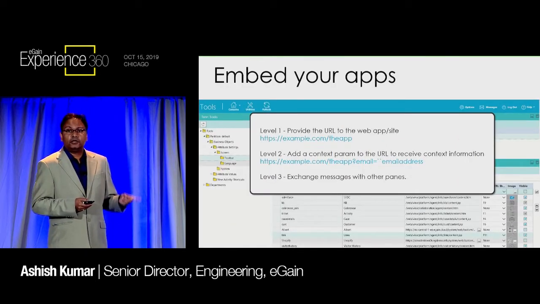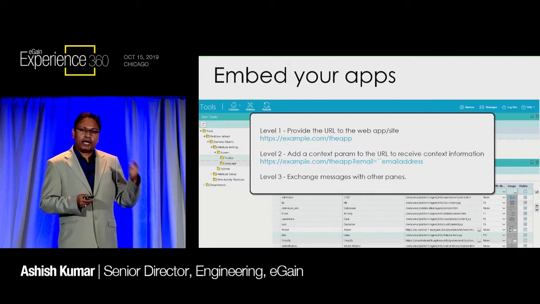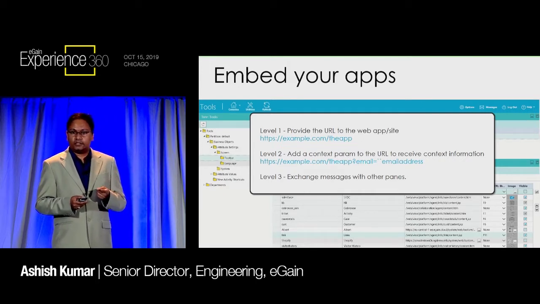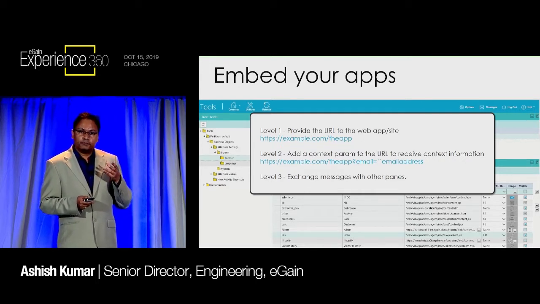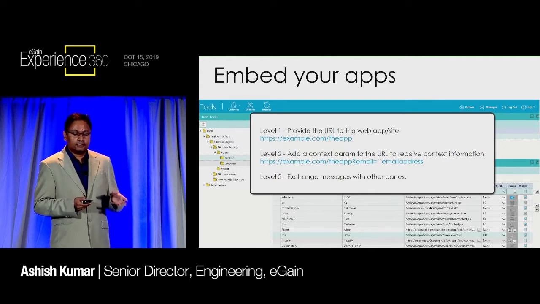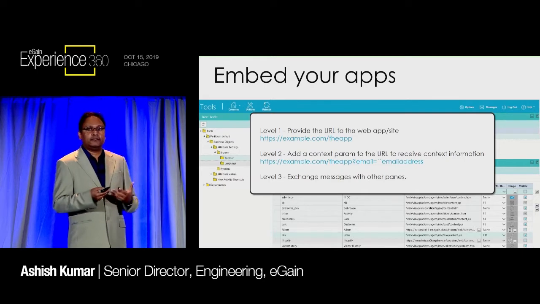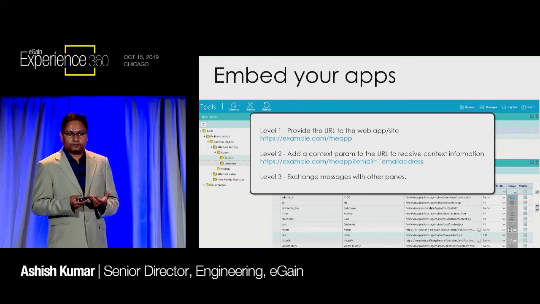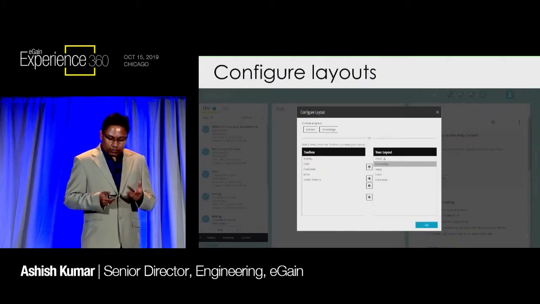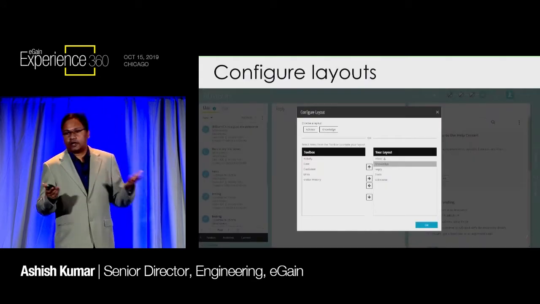So how do you do it? You go to our admin tool, and you add your custom pane just by providing a URL. And if you can make use of some custom context, then you can pass it in the URL itself. And then we have to write some code if you want to exchange messages with the Advisor Desktop. So that's Flex.